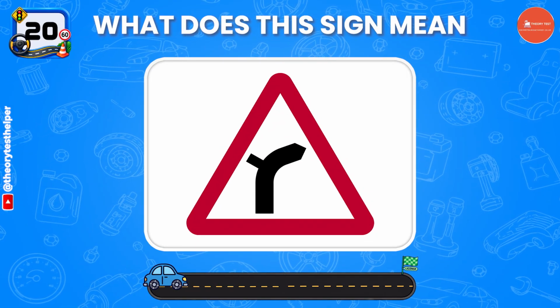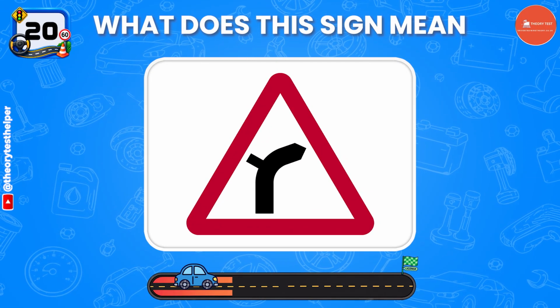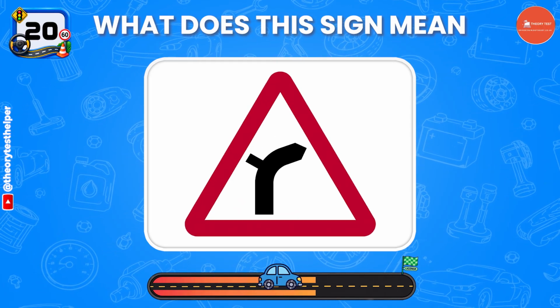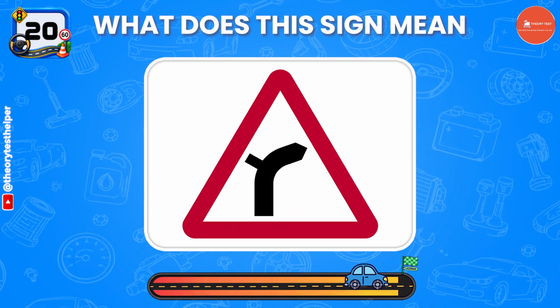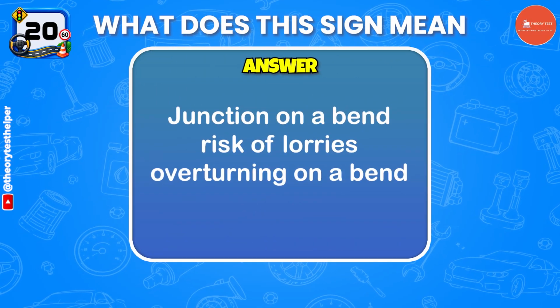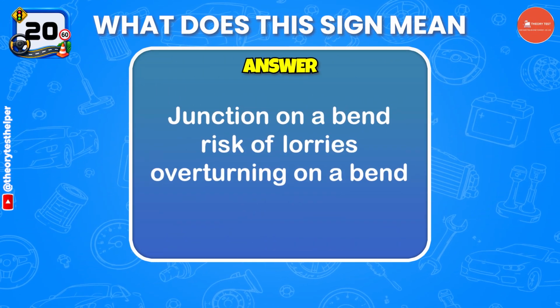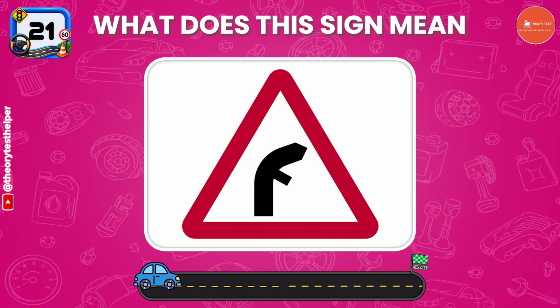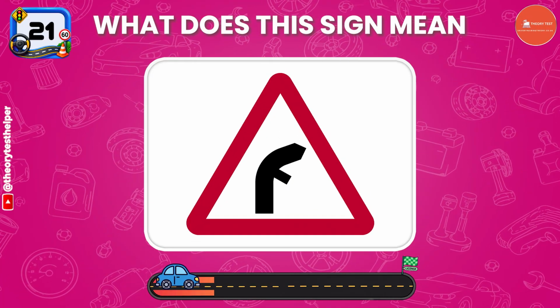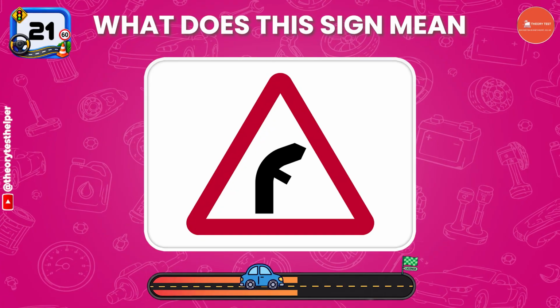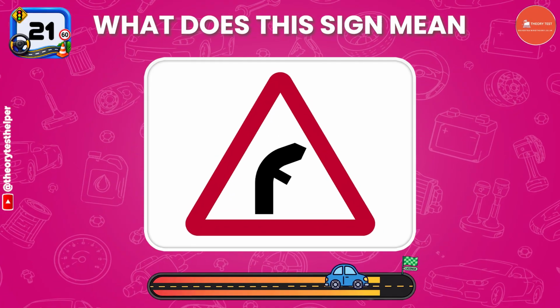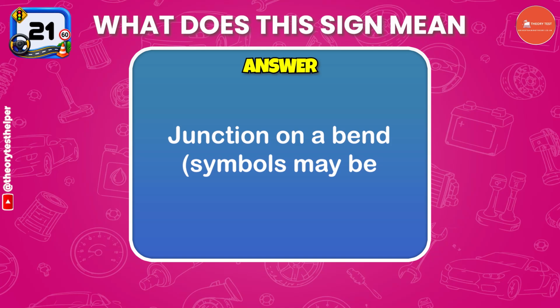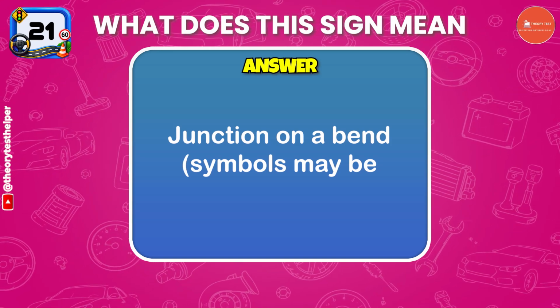What does this sign indicate? Junction on a bend, risk of lorries overturning on a bend. What is the meaning of this sign? Junction on a bend. Symbols may be reversed.